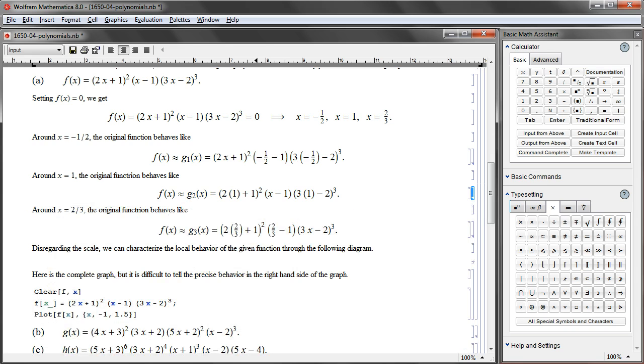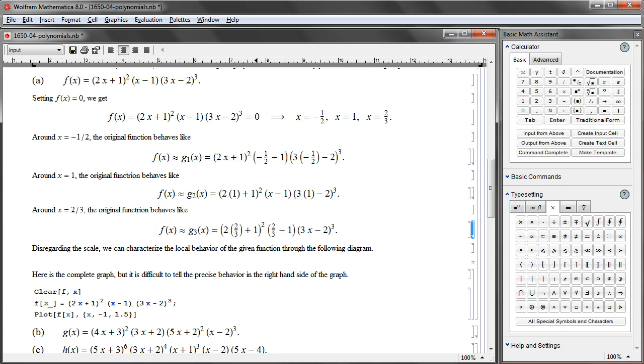Multiplicity 1. How about some other multiplicities? Well, here's the third example. Around x equal to 2/3, replace x by 2/3, and we do change, but not too much, because x is pretty close to 2/3. We'll change, yes, not the same, yes, but similar.